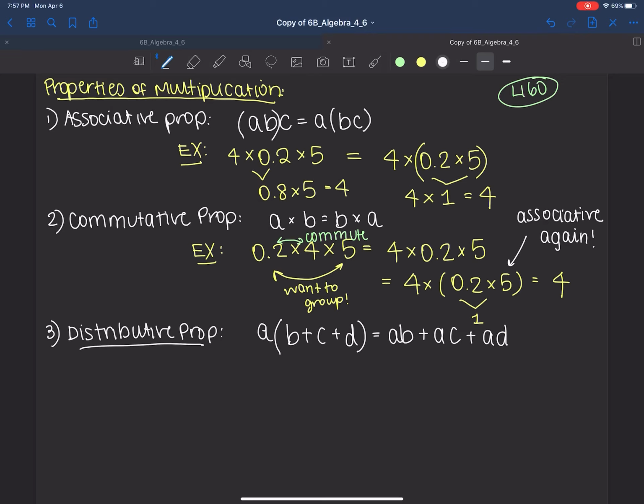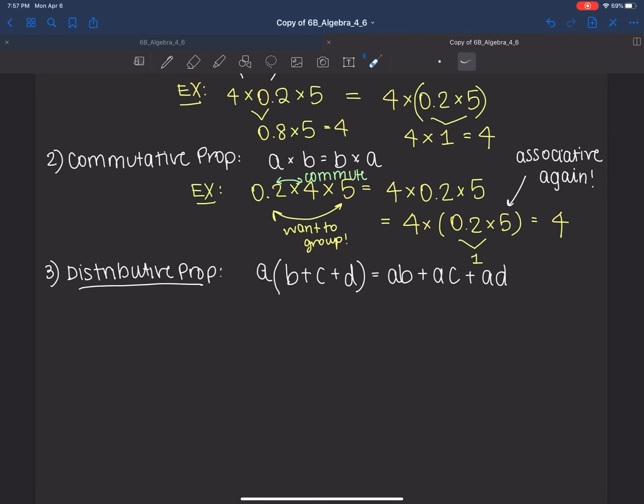And I think the distributive property is honestly more powerful when it's used the other way. If you see a bunch of terms added together and they all share some factor in common, we can pull that out and then do the sum first. So let's see an example of this.